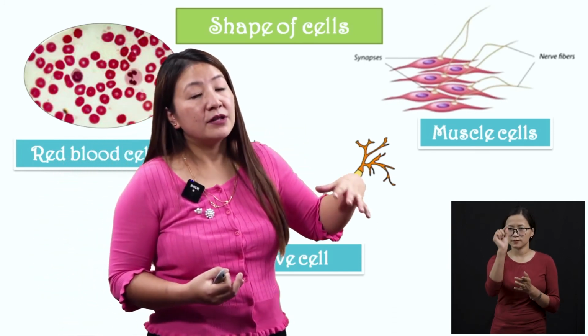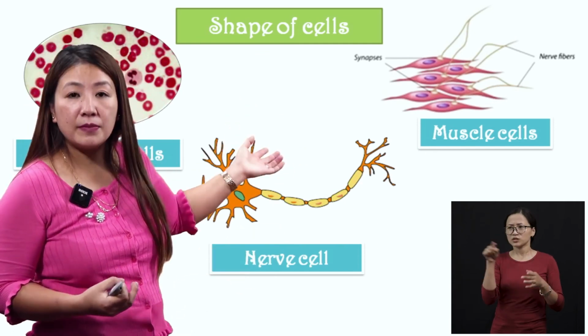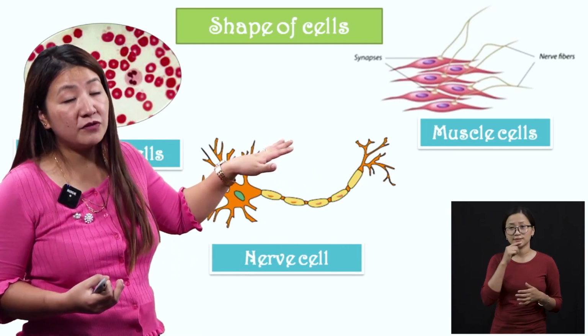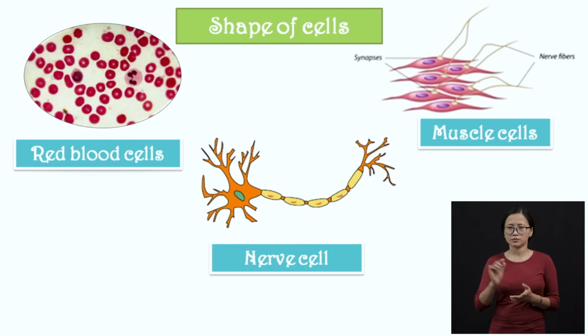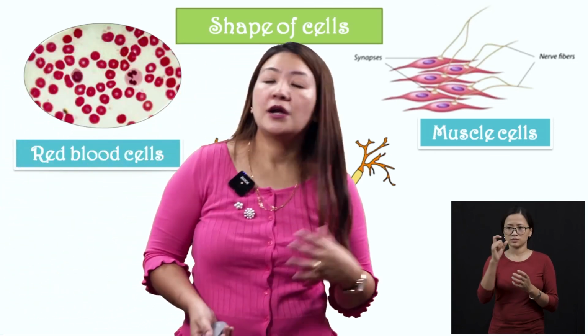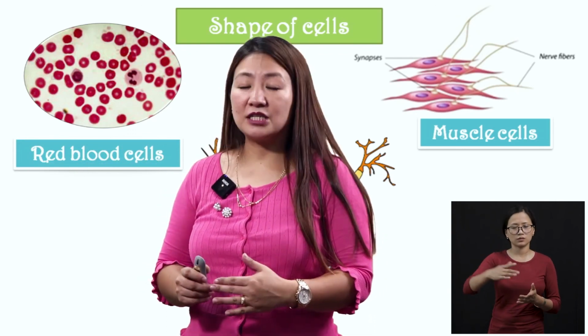Then we have the different types of shapes of cells. Amoeba has pseudopodia, the false legs with which they can move around. No definite shape. Here in our human body or animals, we have red blood cells, we have nerve cells, muscle cells, and many other cells. But for today, we will learn only up to that, and we will continue this interesting topic in the next class, okay?